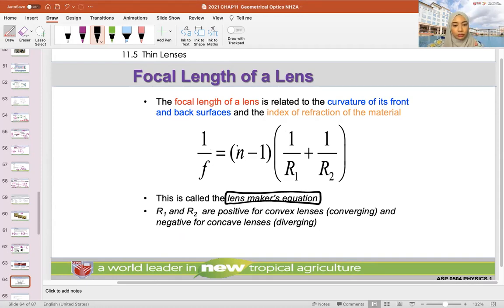1 over F is equal to (n, the refractive index, minus 1) times the bracket 1 over R1 plus 1 over R2, where R1 and R2 are positive for convex lenses and negative for concave lenses. Just remember, converging for both mirrors and lenses, F is positive. Diverging for both mirrors and lenses, F is negative. It's just the name that gets flipped. Anything converging, positive F. Anything diverging, negative F.